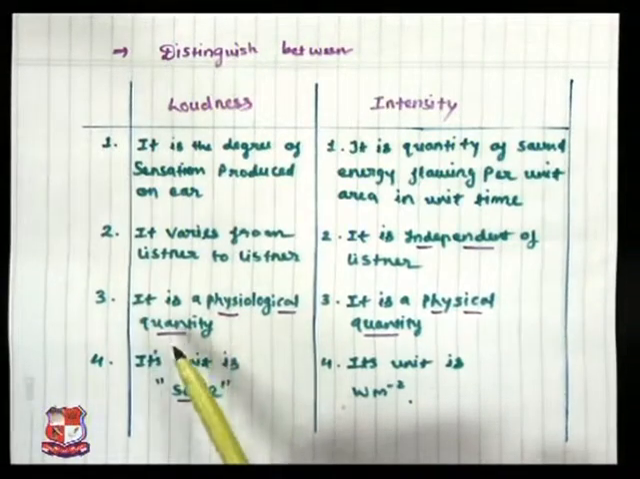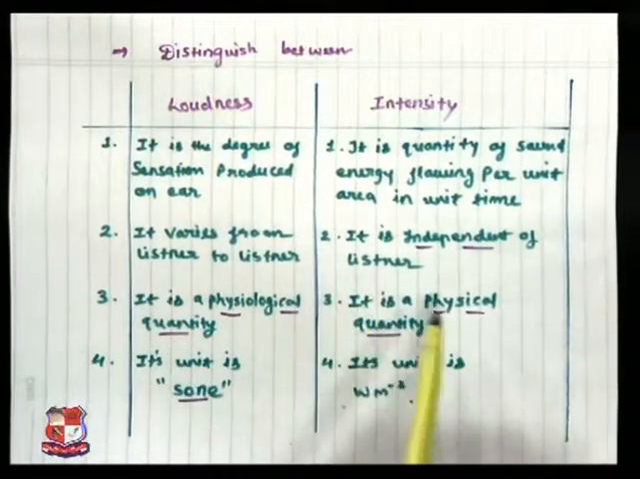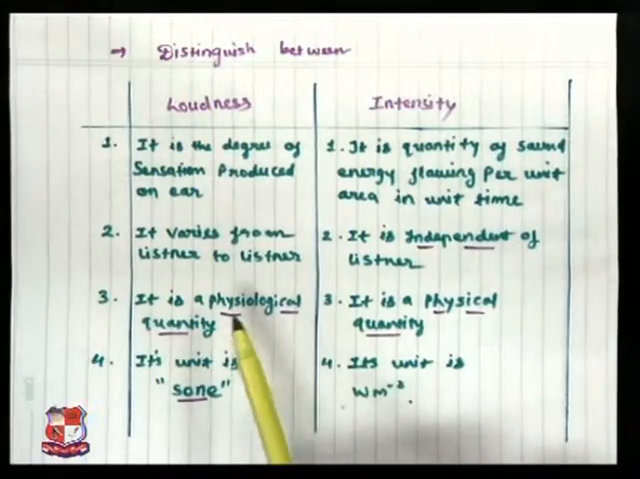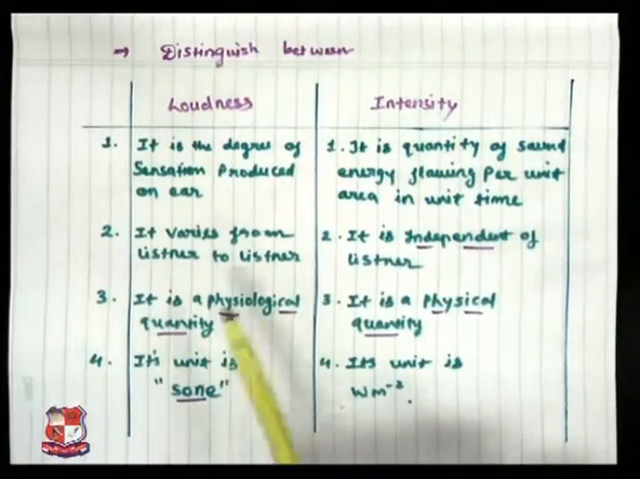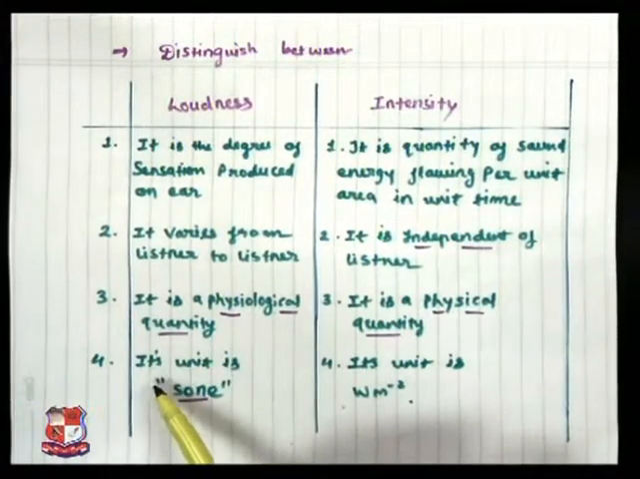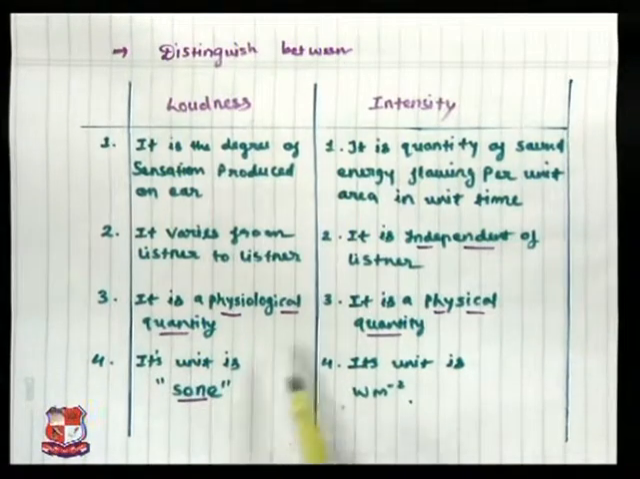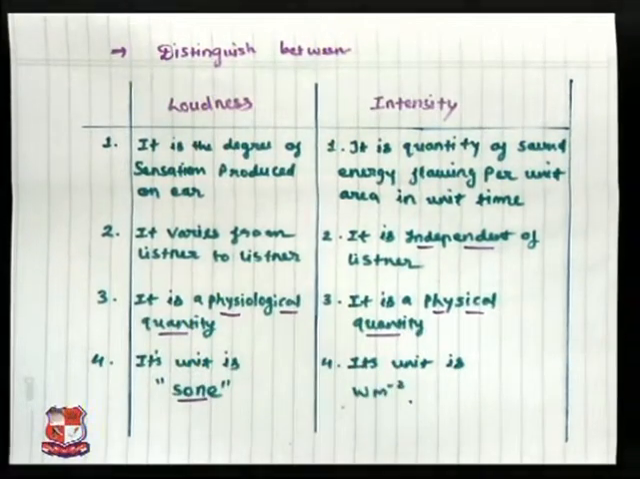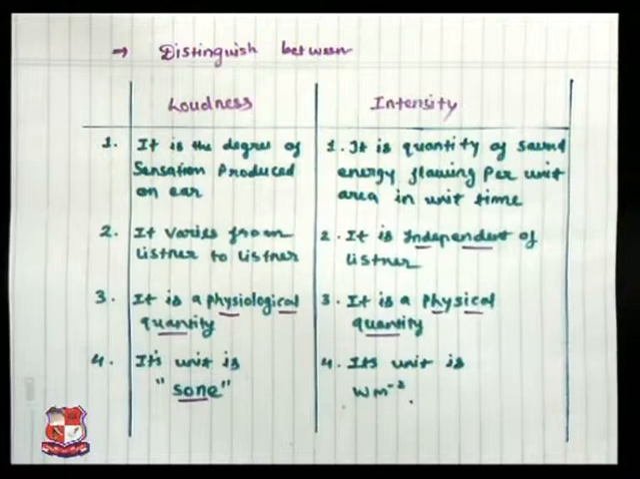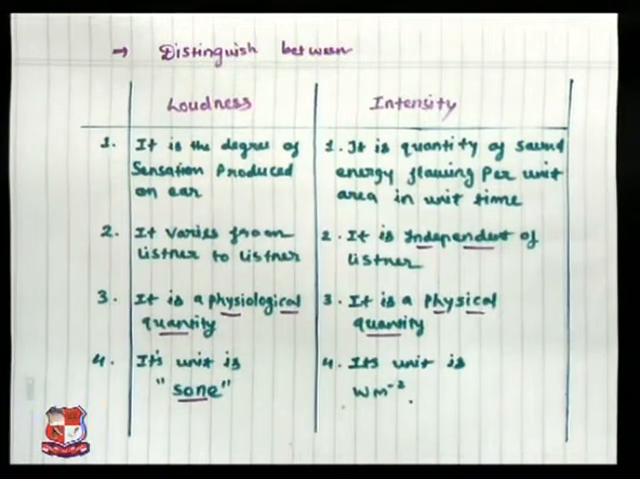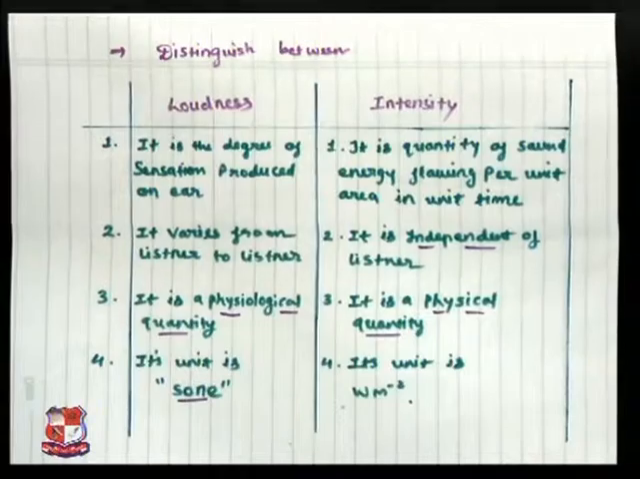Loudness is a physiological quantity, whereas intensity is a physical quantity. Physiological quantity means in contact with human beings. The unit of loudness is the sone and the unit of intensity is watt per meter square. So this must be the proportion of the answer when it is asked as a distinguishing question for 2 marks. This was the last question which we were solving for the GTU question for this lecture.